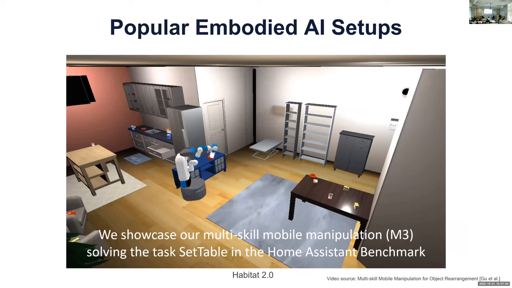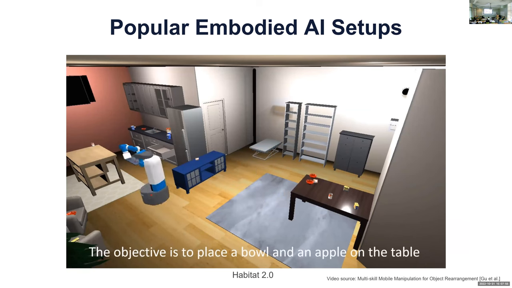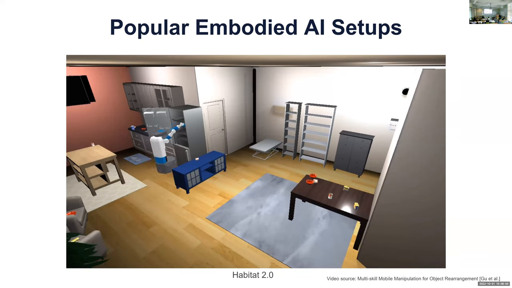Actually, it's a demo from my student Jiayun Gu's internship work at Meta AI this summer, starting from last summer. You can see that there is the mobile agent that's able to open a cabinet or open the refrigerator and pick something and move it to the table. And it's really impressive in achieving the complex tasks. Okay, and all of this is actually in a closed loop framework.